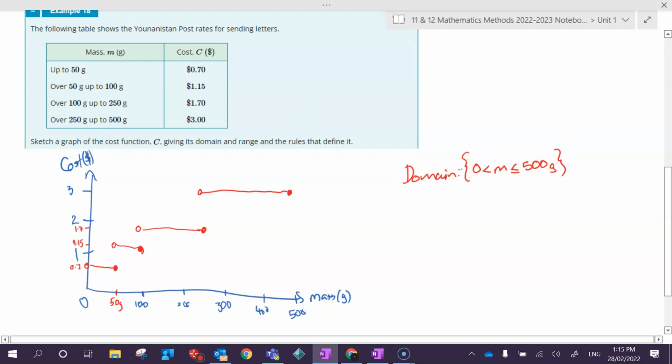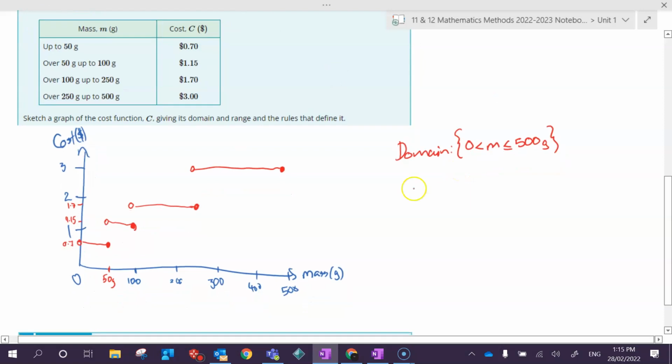It's defined, and it could be any value in that range of values for M, 0 up to 500 grams. The actual range of the function is quite limited. It's 70 cents, $1.15, $1.70, or $3. I can make a note there that those amounts are in dollars if I want to. There are only 4 possible numbers that I can get out of this function.